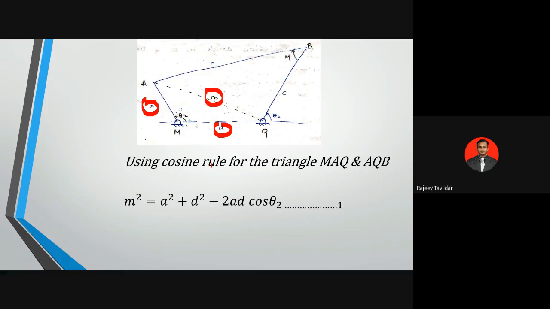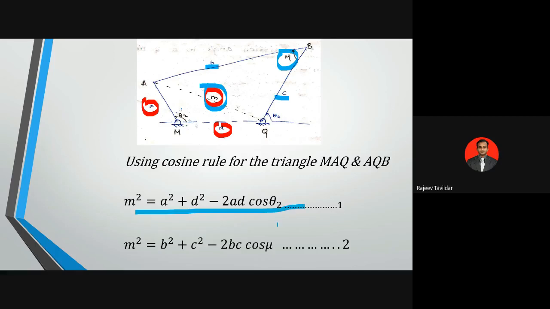Now if I consider the top right corner triangle, that is AQB, I'm again going to get m square equal to b square plus c square minus 2bc into cos of angle between them, that is mu. Okay, so for the first lower triangle I got this equation, equation number 1. For the top right triangle I got this equation, which is equation number 2.